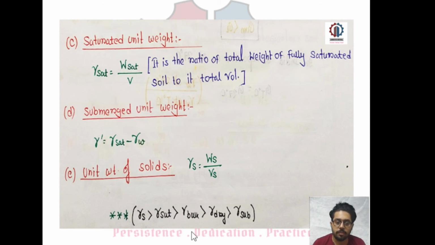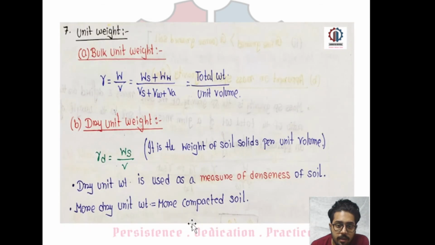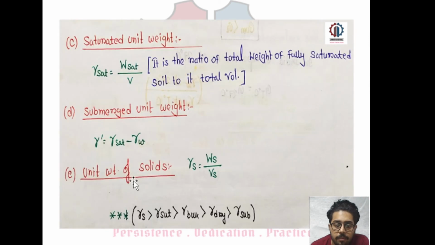In previous ratios, you have seen that for every case we used the total volume in the denominator, but in case of unit weight of solids we use the volume of soil solids. This is the difference. Now which unit weight is the maximum? Gamma S, that means unit weight of the soil solid, is maximum, then unit weight of the saturated soil, then bulk unit weight, then dry unit weight, then the submerged unit weight.